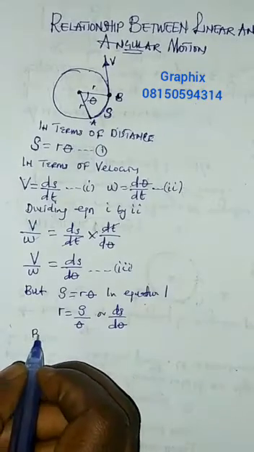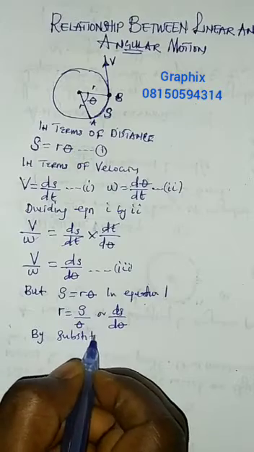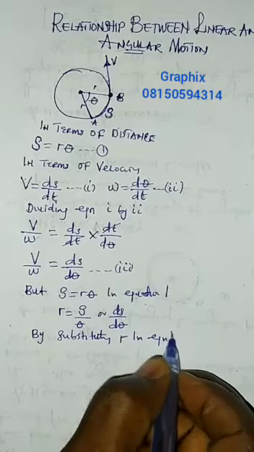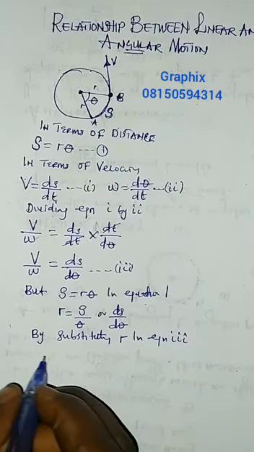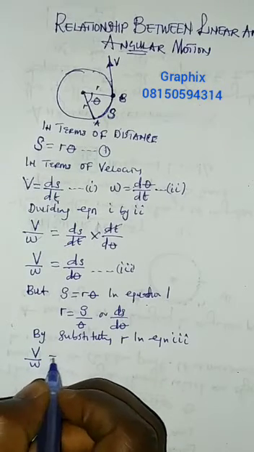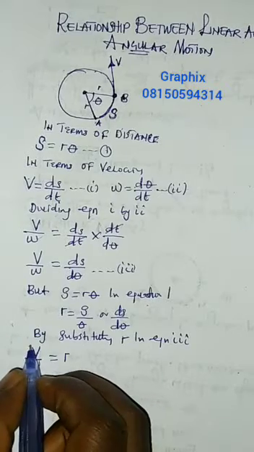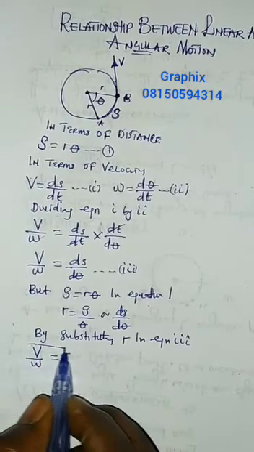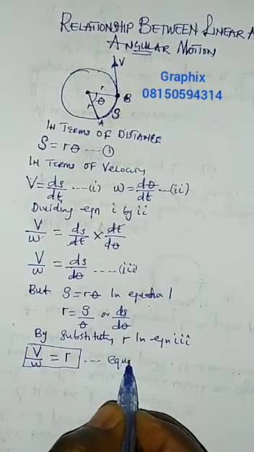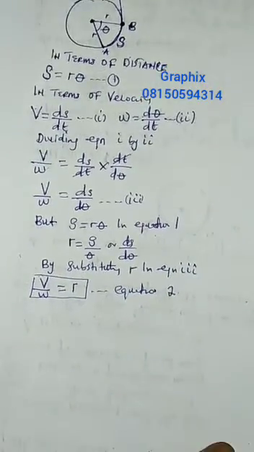So by substituting r in equation III above, we have V over omega, with omega as the angular velocity, giving me r. So this will be my equation 2.